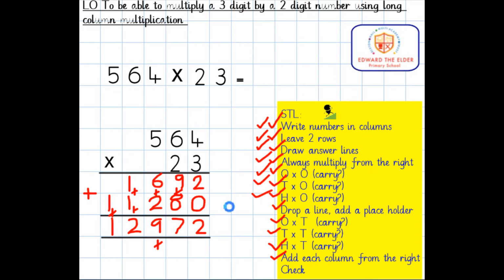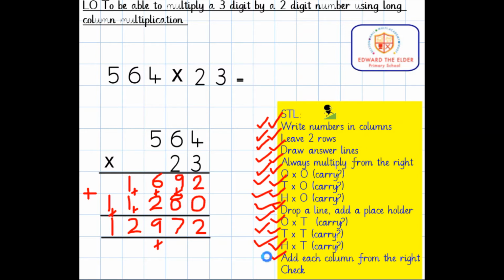Did I drop a line and put a placeholder in? Yes, I did. Then my ones multiplied by my tens gave me 8. My tens multiplied by my tens gave me 12, and I carried the 1. My hundreds multiplied by my tens gave me 10. 5 times 2 is 10. Add that 1, gave me 11.